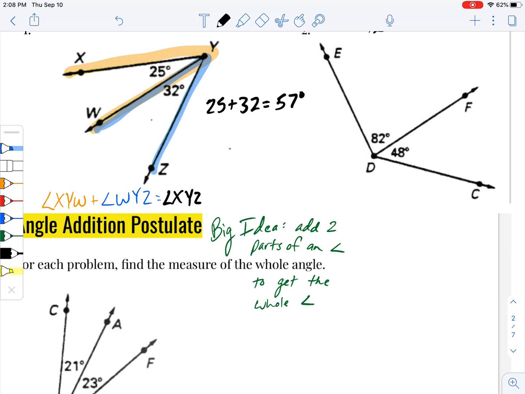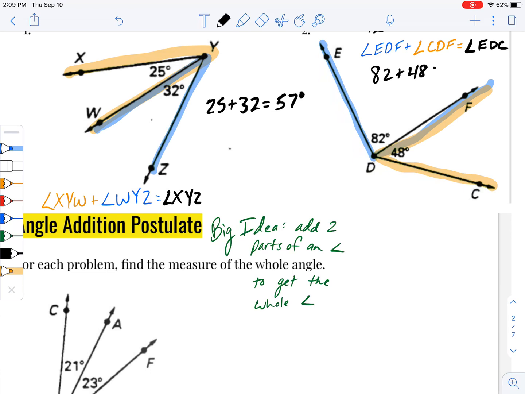Or we could do the same idea. Over here I've got EDF. So angle EDF plus angle CDF equals my whole angle of EDC. So I can write out 82 plus 48 equals my whole angle of 130 degrees.